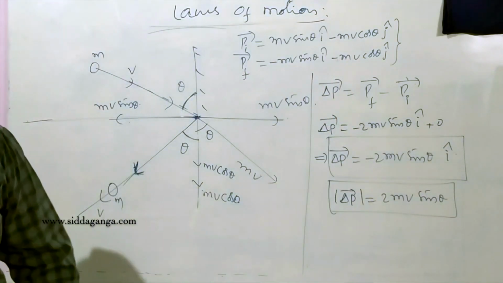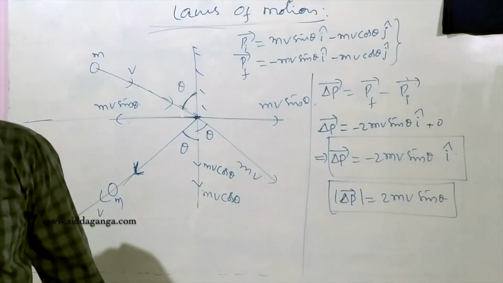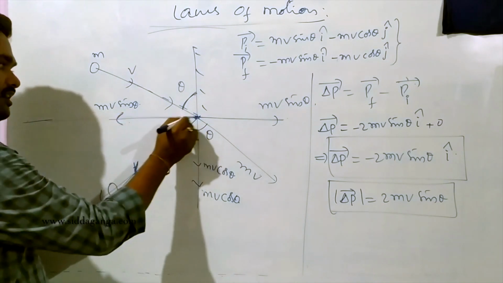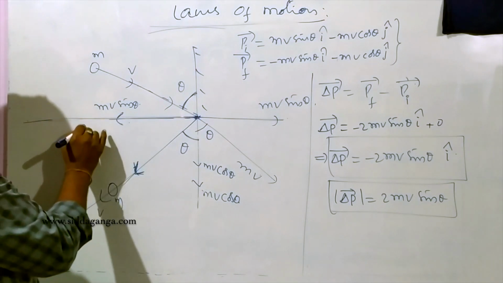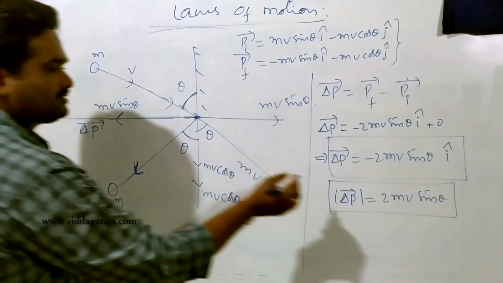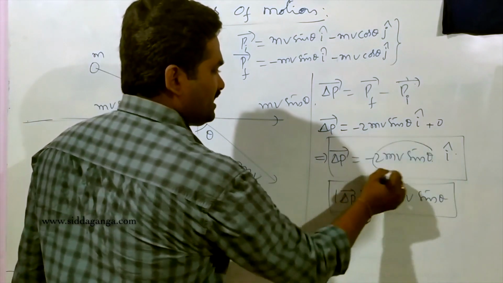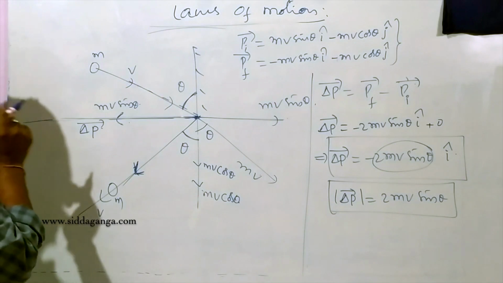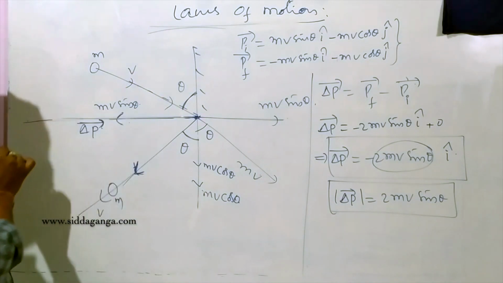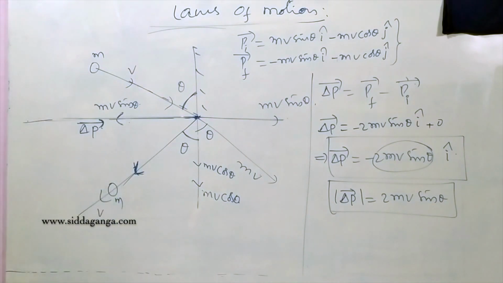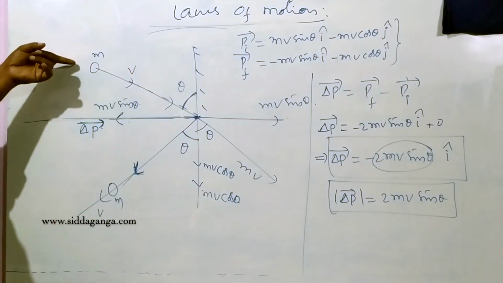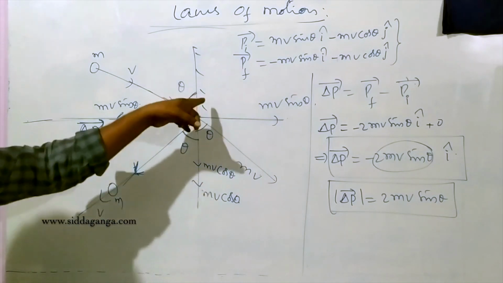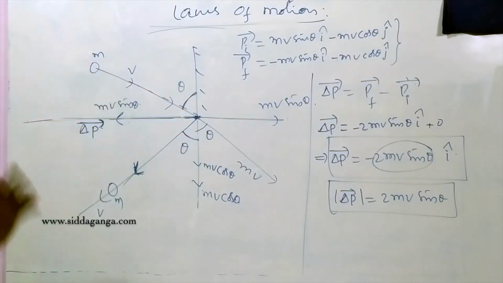Now they may ask even for the direction of change in momentum, in which direction the momentum has changed. The change in momentum is along the normal to the wall, you are supposed to write down. So this is the direction of delta p. Why? Because 2 mv sin theta is the magnitude into minus i cap. Minus i cap means in the opposite direction. That's why delta p is opposite to this direction. This is all about the change in momentum if the ball hits the wall and rebounds back with the same velocity, making an angle theta with the wall. If they are given, this is the condition you have to write.